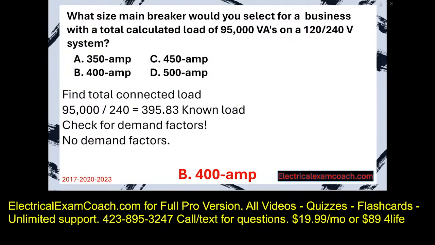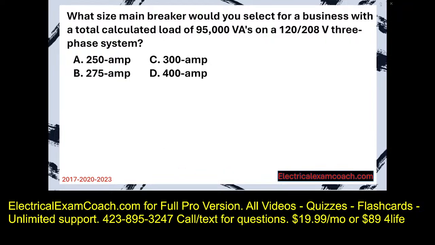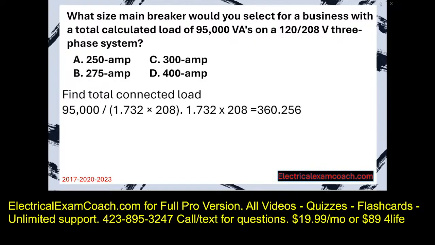Let's get to it. Now let's do that exact same calculation but on a three-phase system and show you the beauty of three-phase. What size main breaker would you select for a business with a total calculated load of 95,000 VAs on a 120/208 three-phase system? Step 1, find our total connected load. Well, they've already given us our total VAs, so all we have to do is divide.